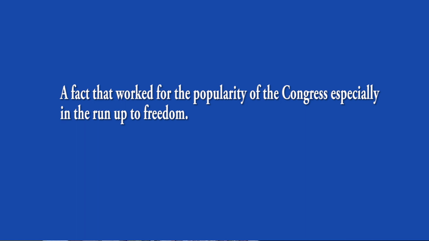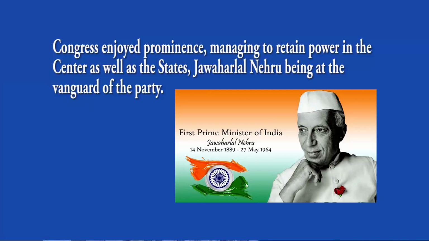Till 1947, the founders of the Congress, as well as its prominent members, were key freedom fighters and nationalist leaders, a fact that worked for the popularity of the Congress, especially in the run-up to freedom. After India became independent, from 1947 to 1962, and 1962 is particularly important because India lost the major war against China in that year, this was also a phase underscored by the eminence of Congress. As the major national party, it was under the umbrella of Congress that the government was formed, and Jawaharlal Nehru was the Prime Minister then.